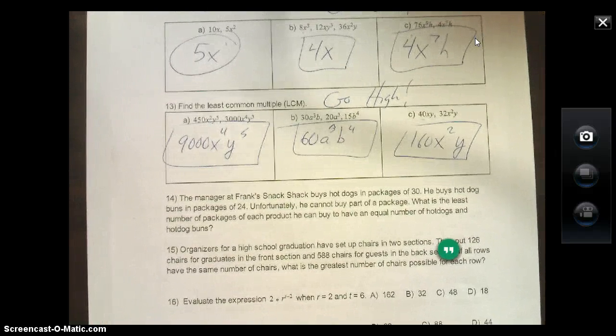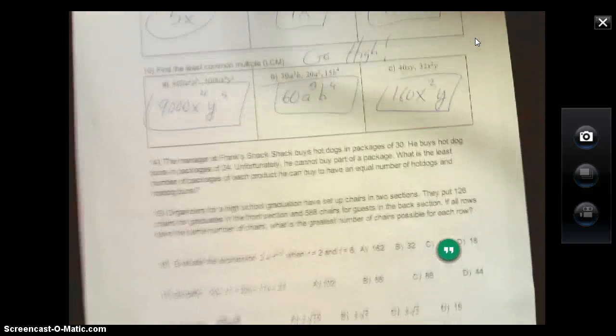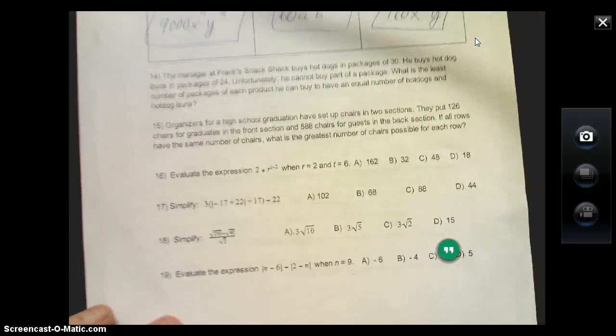Let's see if we can get this in focus. This is the second half of your practice test for your test, which is taking place later today. So let's take a look here and move forward.